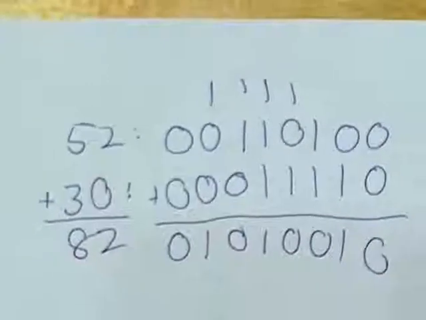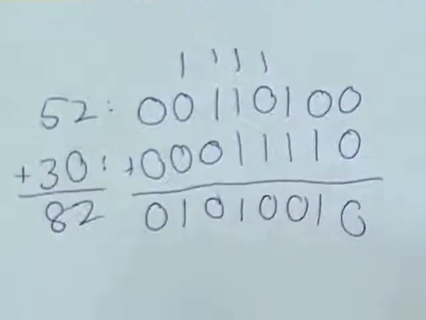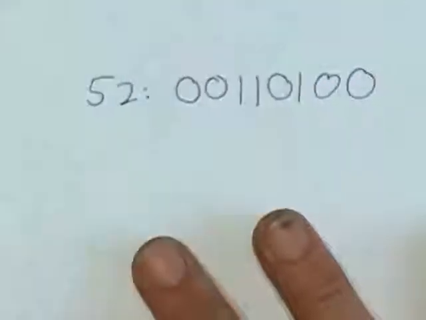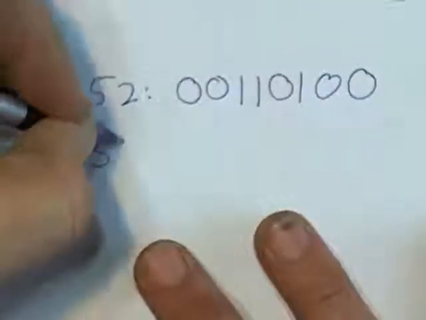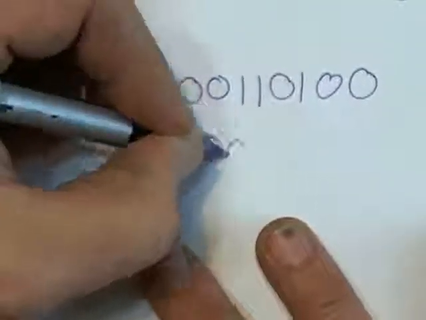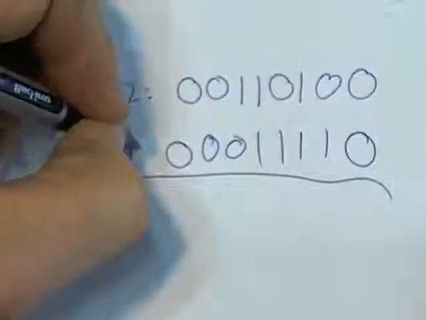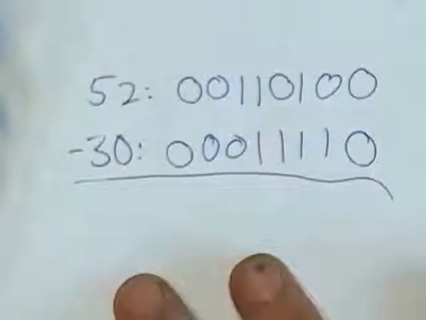Now let's talk about where 2's complement is needed. I'm going to rewrite this problem, but instead of addition, we are going to subtract. There's 52. Here is 30. And we are going to subtract. And I'll show you why 2's complement is needed.